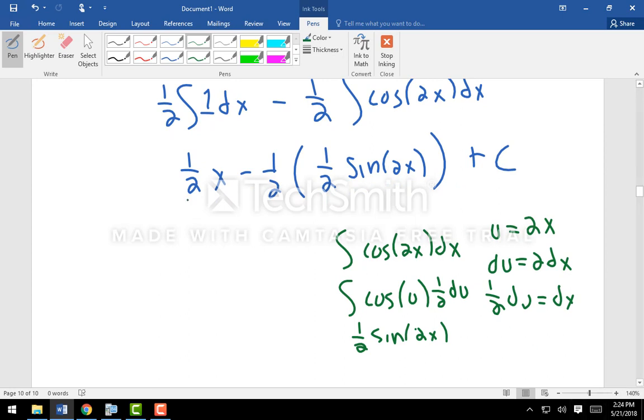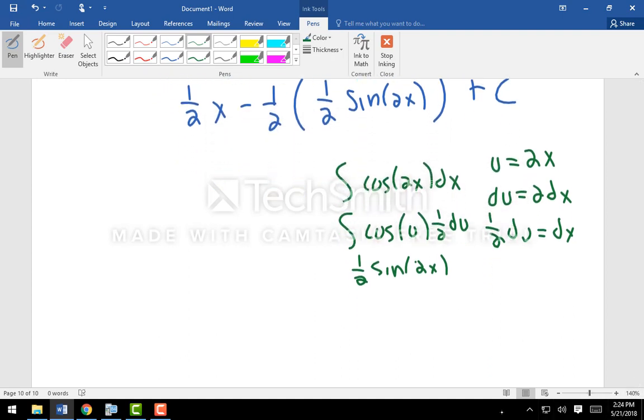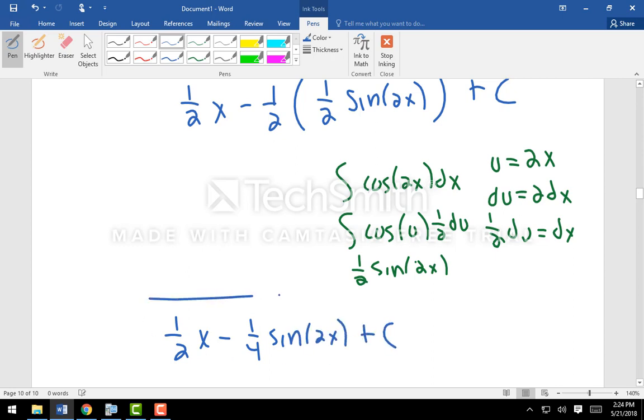So here's our final answer. Our final answer is 1/2 x minus 1/4 sine of 2x. And that would be our final answer there. So we have 1/2 x minus 1/4 sine of 2x. And again, I could check this answer on my technology. I'm not going to take the time to do that, but I could if I wanted to.